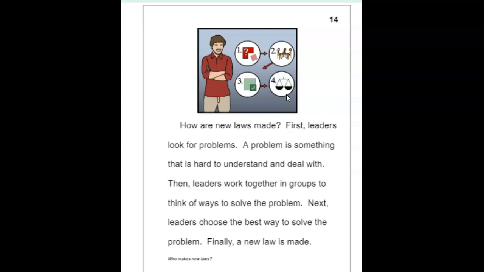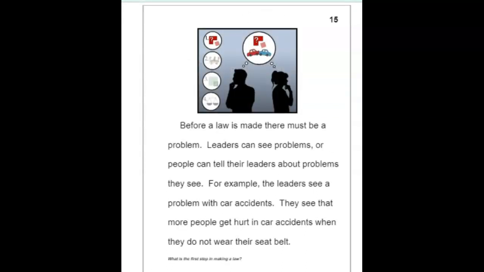My question is, who makes new laws? My next question is, what is the first step in making a law? Let's think about that as we read this page.